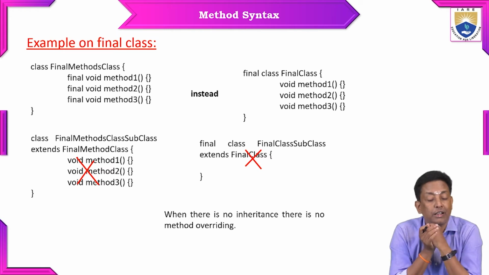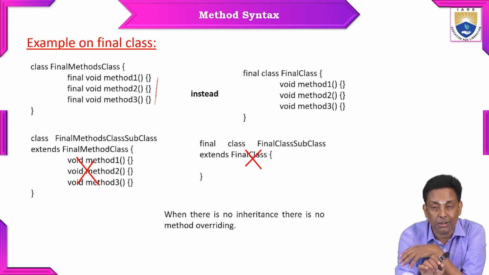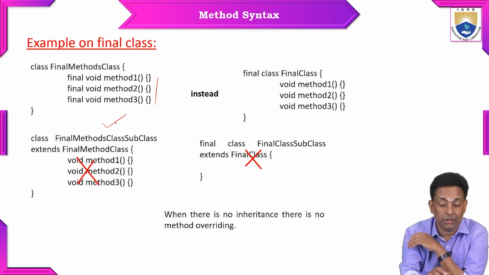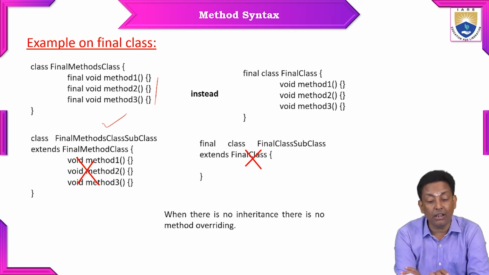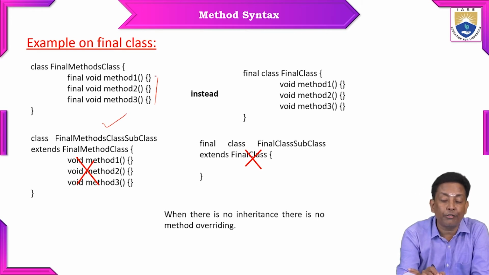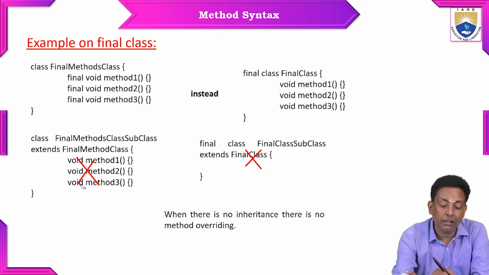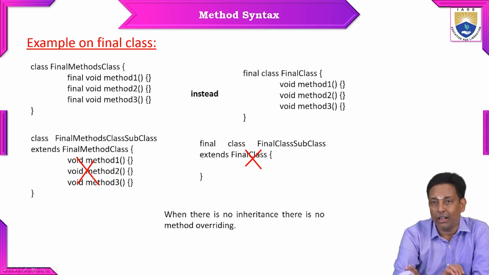Here, see the example: a final method class. There is one class in which all the methods are declared as final: method 1, method 2, method 3, all three methods are final. Still, you can derive from it. It's not a final class, I'm sorry. It's a normal class, and you can still derive from a normal class. But because all its methods are final, we cannot override any of the methods. None of the final methods can be overridden in a subclass. But still the class can be derived and inherited.